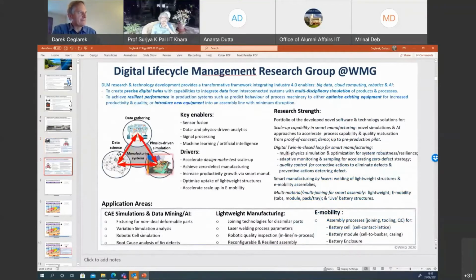So bringing these things together, for what purpose? As enablers, we are using different aspects of sensor fusion, analytics, signal processing, and machine learning, which I was mentioning. And the driver for us is accelerating design, make, test, and scale up. That is our main goal from the point of view of development: right first time acceleration, and looking at zero defect, zero waste logic. This is the driver we are looking for overall.